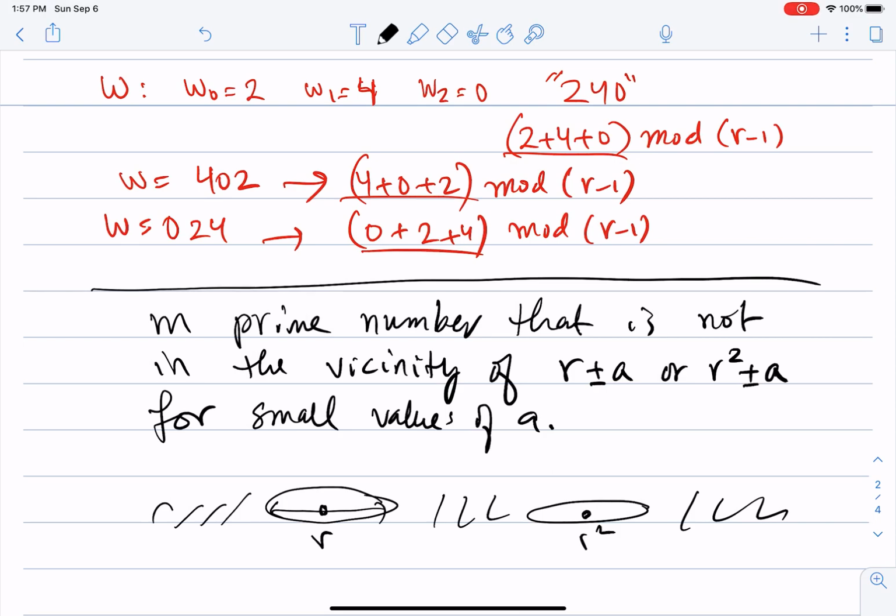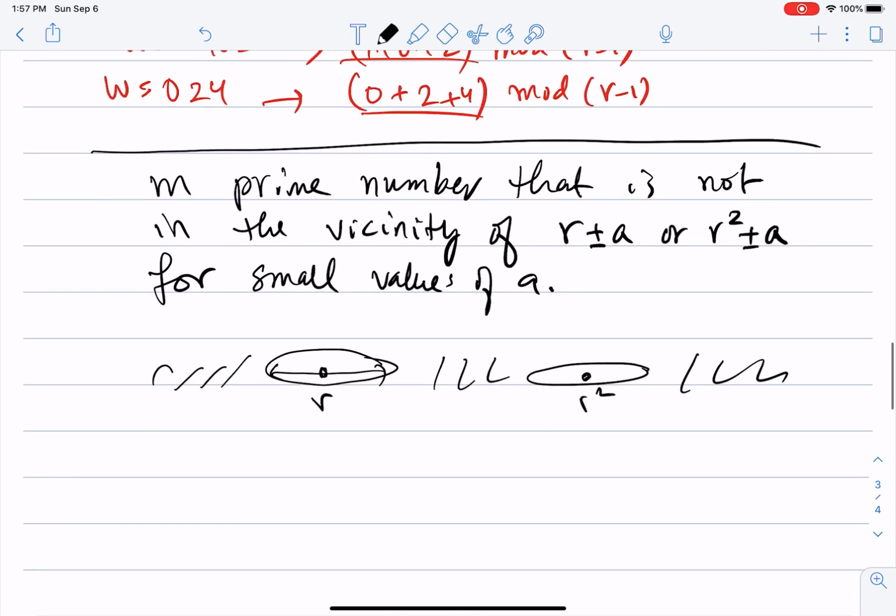Okay, now one last word I want to say about this is, I want you to keep in mind that M should not be too large, because that defeats the whole purpose of using a hash table. If M is 200 million, that's not a good hash table. We want M to be small.